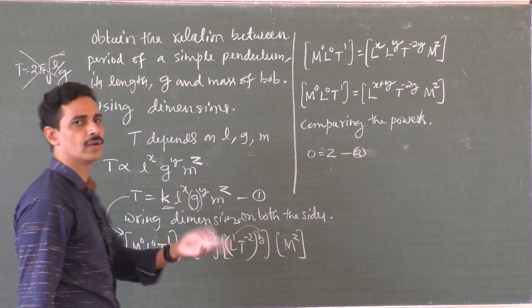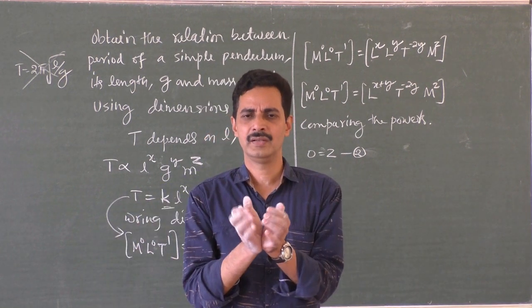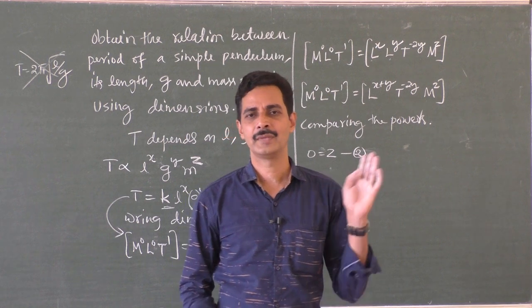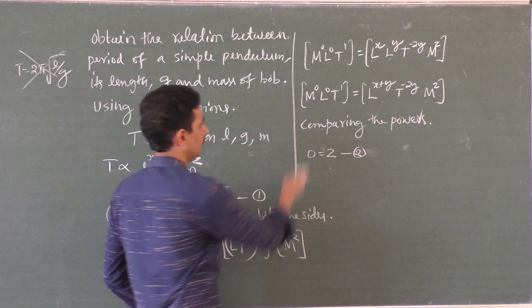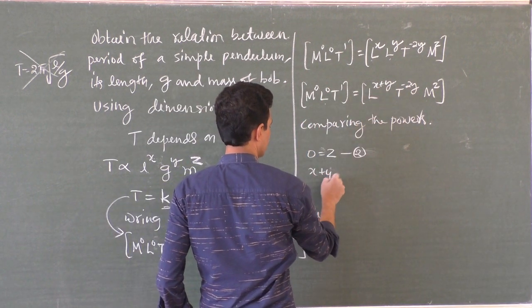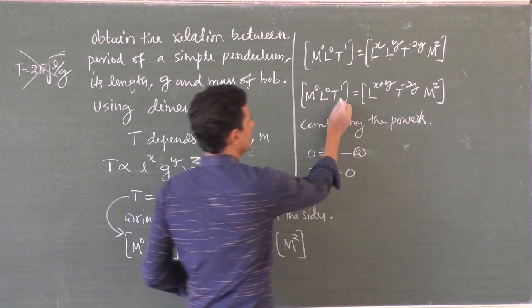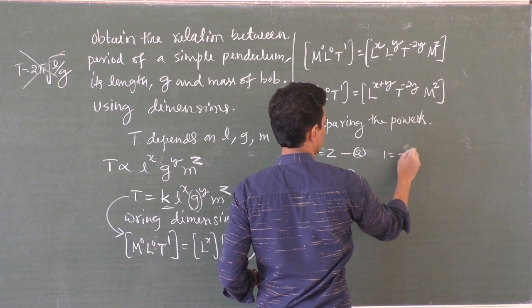So mass has no role. When the pendulum oscillates, whatever be the mass of the bob, however heavy or light it is, it takes the same time for one oscillation. So z equal to 0. Okay, then L to the power 0, here L to the power x plus y, so x plus y is equal to 0. That is obtained. What about T to the power 1, here T to the power minus 2y. So 1 is equal to minus 2y.